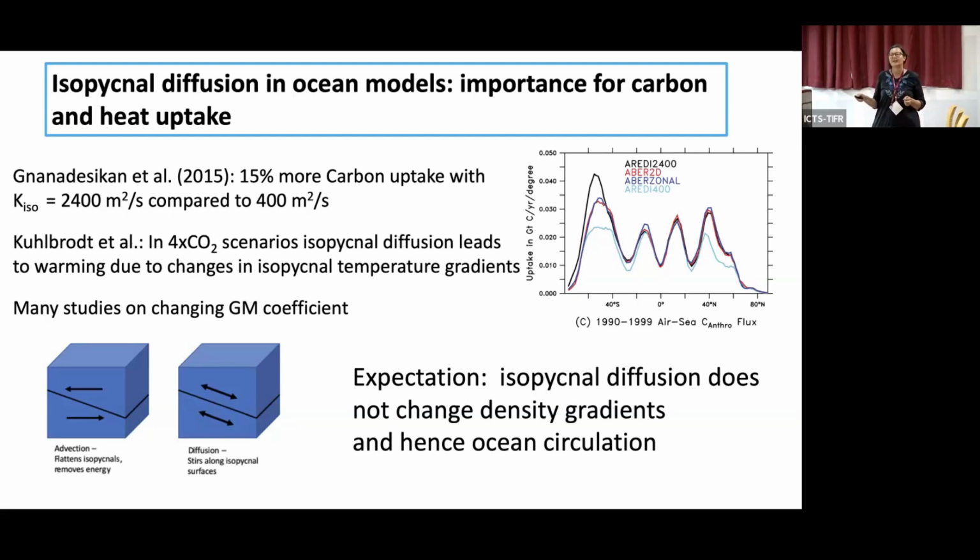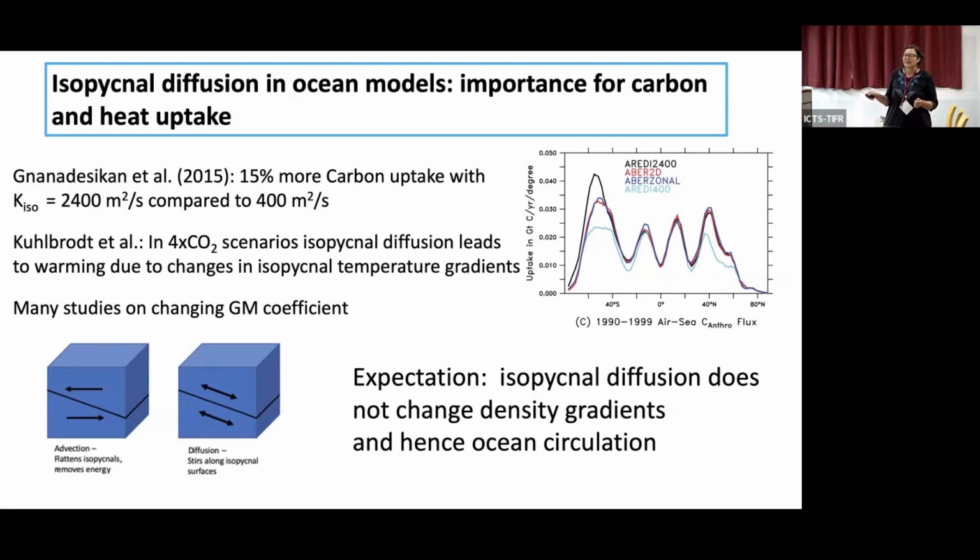tracer uptake. So you can imagine that if you have a gradient of, say, anthropogenic carbon along isopycnals, this anthropogenic carbon will be higher at the surface. So if this diffuses with this diffusivity along isopycnals, it will draw more of this tracer in, and it will then increase the fluxes at the surface. So this is one example of a study. They found there's a 15% more carbon uptake with increasing this isopycnal diffusivity sixfold.